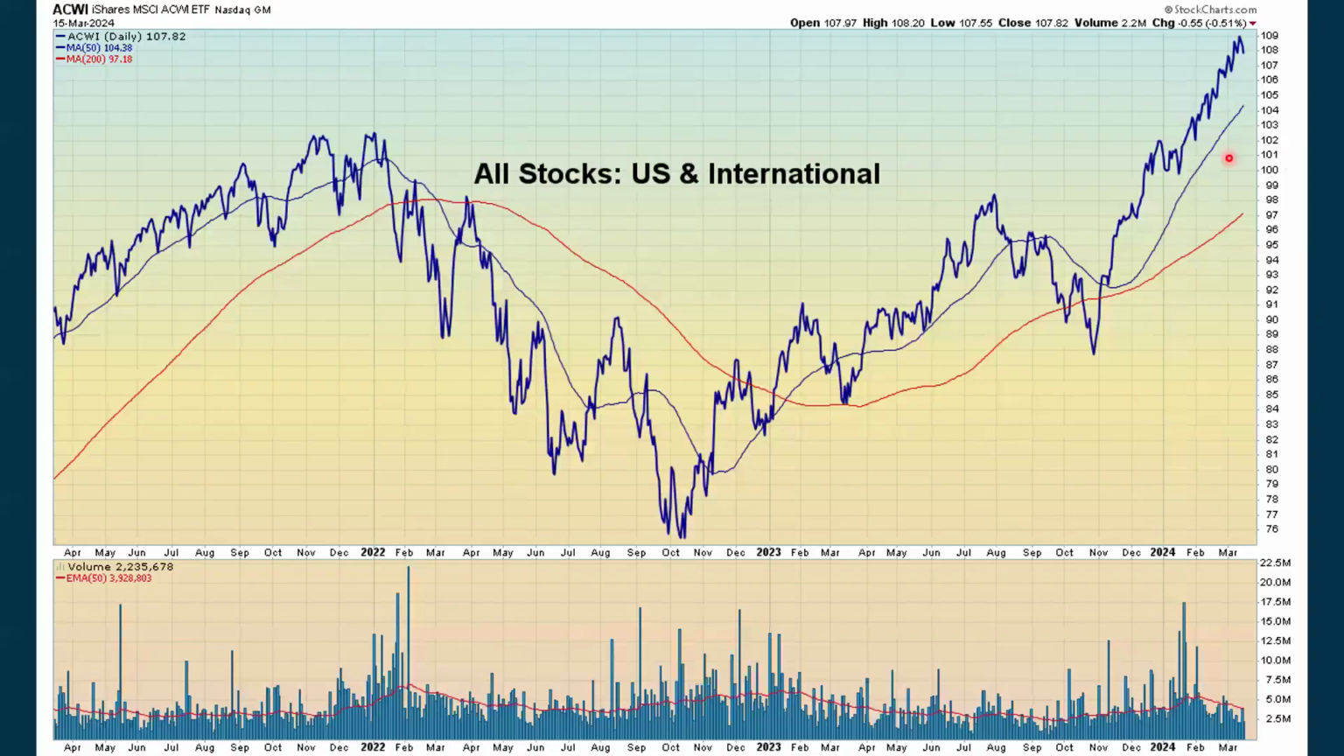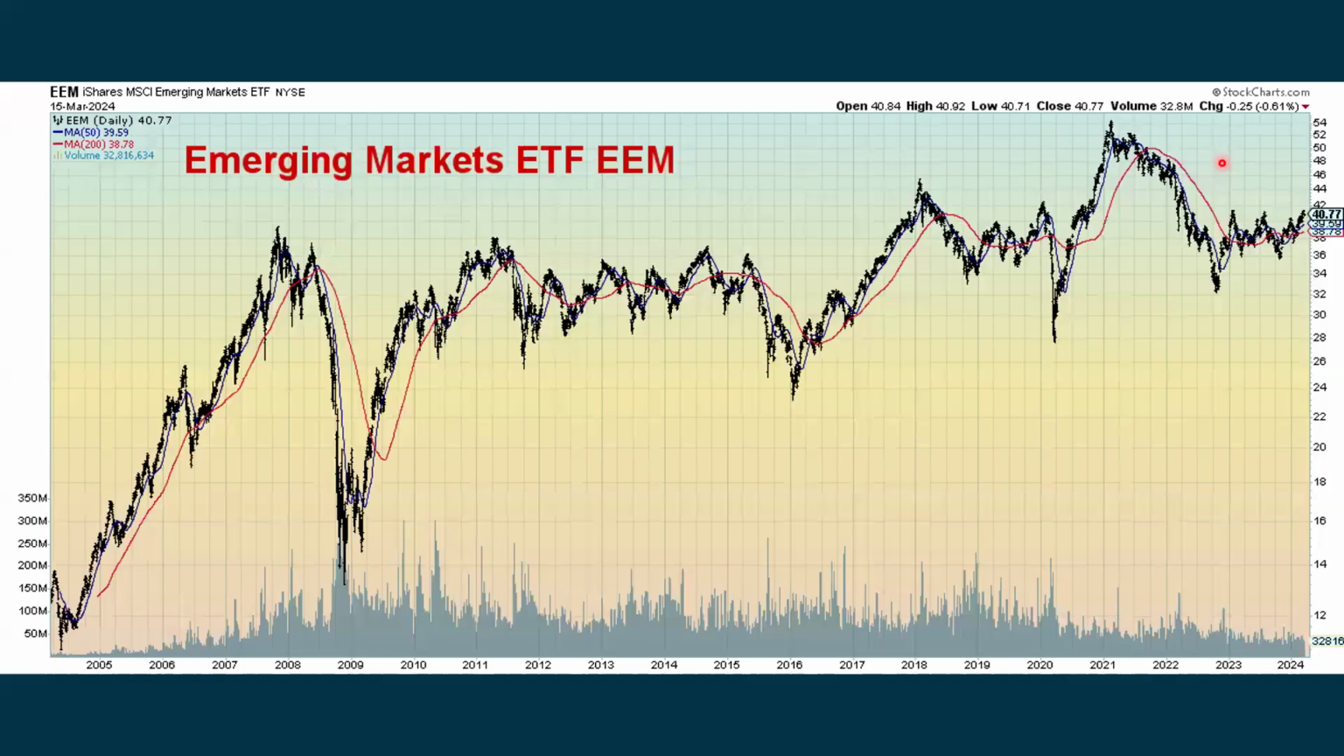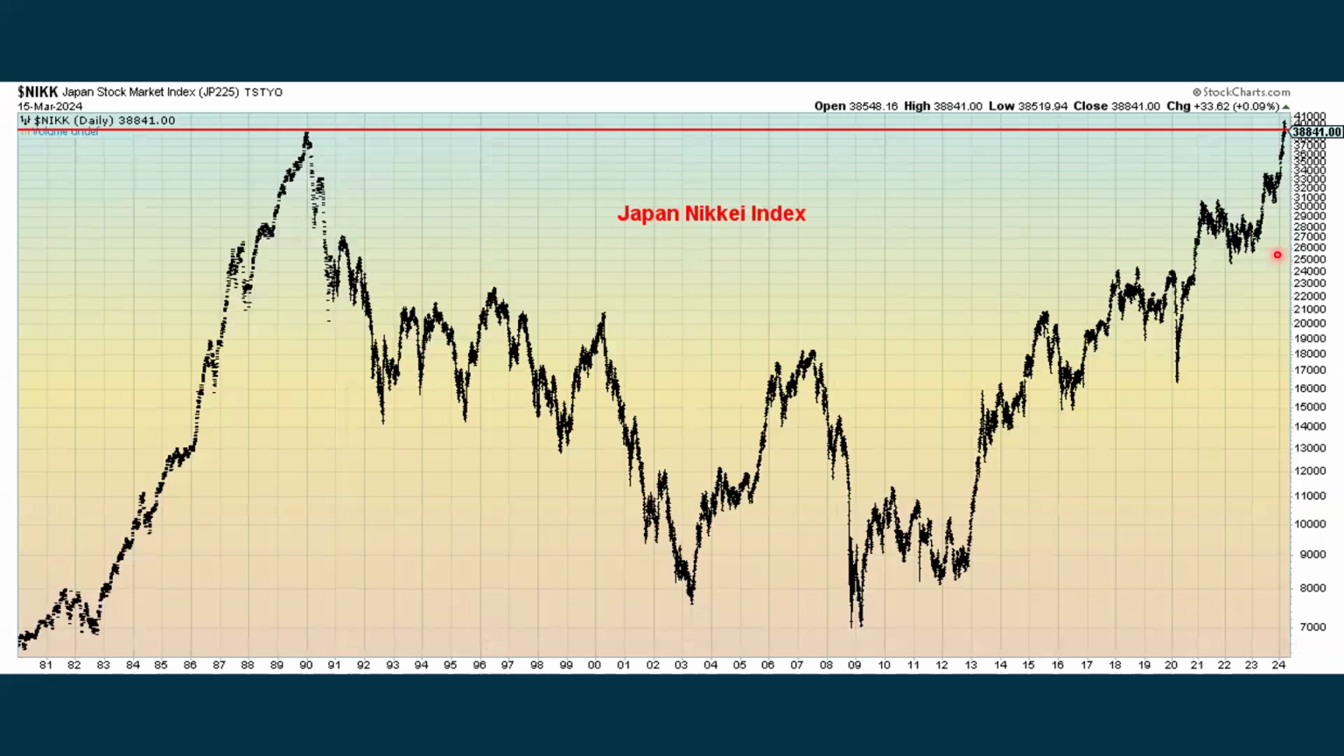All stocks in the US and internationally is also in an uptrend. Emerging markets, seeing a little bit of bounce here and still in an uptrend, but pretty much chopping sideways. The Japanese Nikkei, that's their big index. It finally surpassed the high set back in 1989. Now it's starting to come back down.